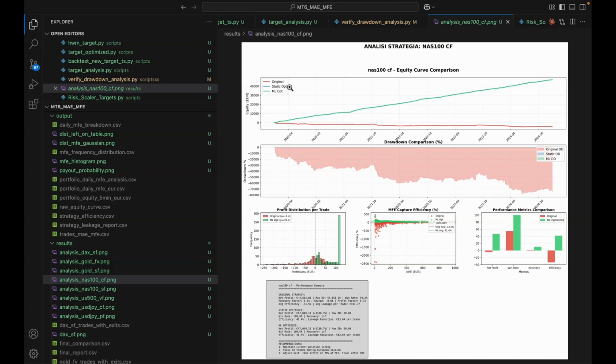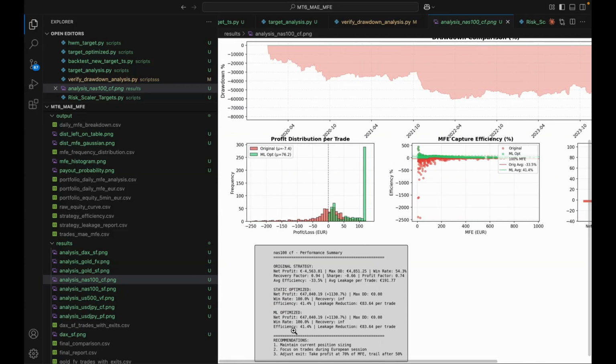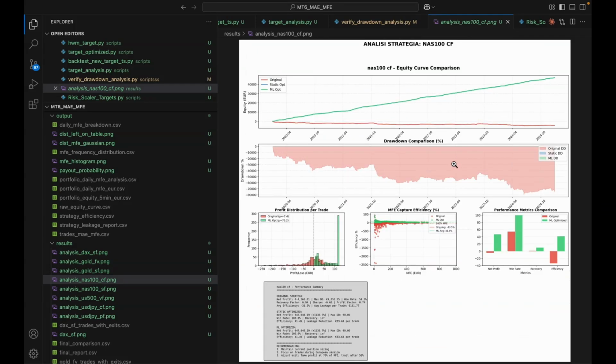This is the static optimization, this is the machine learning optimization, and then you have the drawdown comparison and all of the other metrics here, how you're using the MFE compared to the machine learning scenario, and then the same thing for the performance metrics comparison, and then MFE efficiency. That's super useful insight. And then here it gives you a performance summary and recommendation, ML optimization. In this case, don't look at this because it doesn't make any sense. It was calculating something wrong, so it's going to be for the next update.